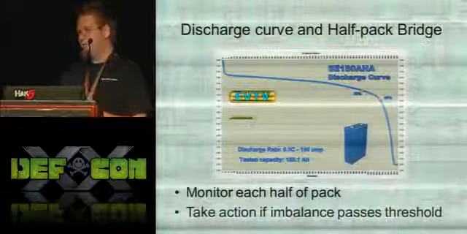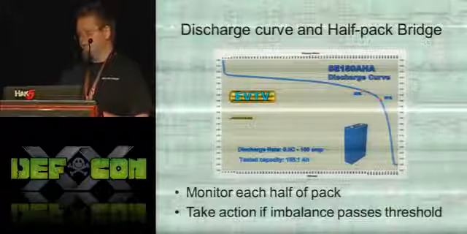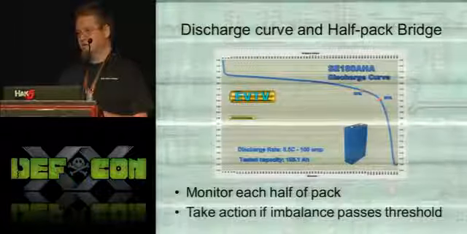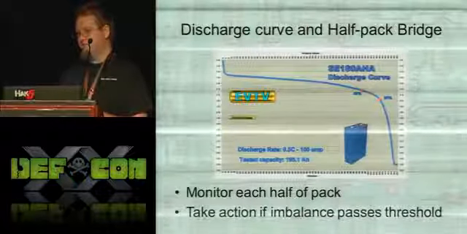One popular and inexpensive way of doing that is with what's called a half-pack bridge, which is basically just a system of comparing two halves of the pack.